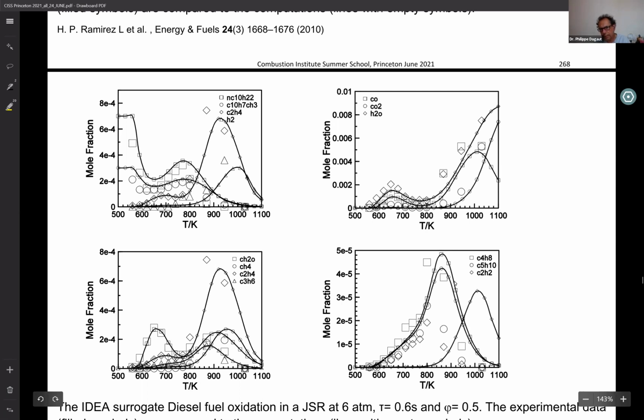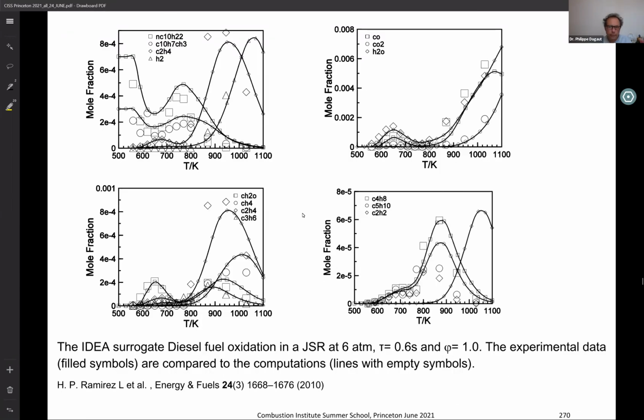But we still have this tendency not to consume the intermediate fast enough around 850 or 900 K. This is another example, still at the pressure of 6 atmospheres. For normal decane, we have about the same behavior, a bit more discrepancies between the model and the data in the cool flame, although the formation of formaldehyde is okay, and that of water also. And here, although there is still this too slow oxidation of intermediates, the profile of CO2 looks to be in agreement with the data.